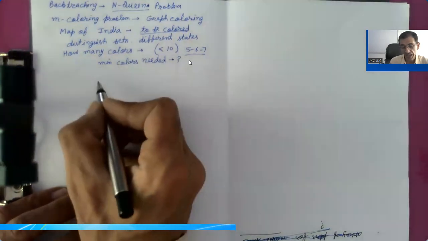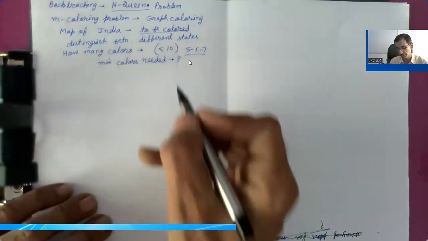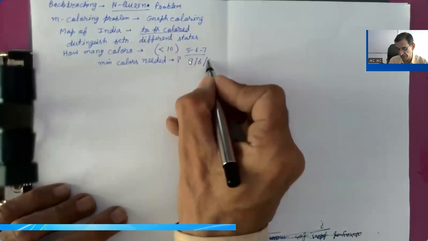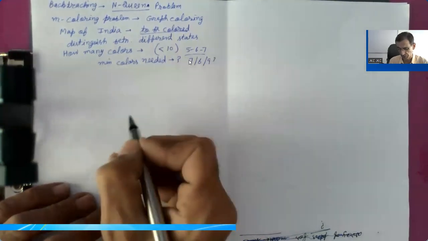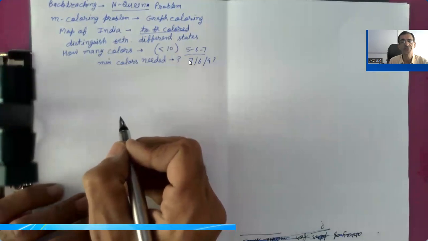What is dependent on the map? Can you tell me, if I have a map of India available, how many colors should be the minimum needed? Will it be 7? Will it be 6? Will it be 9? What? So your answer, can you have some logic based on which it should be decided?